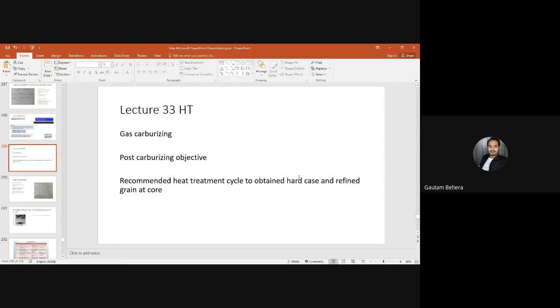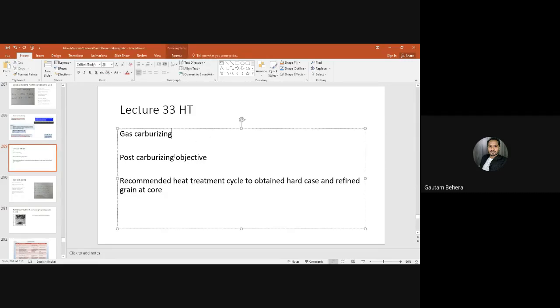Now the next carburizing process is the gas carburizing process, which is the most usually used process, basically. Because it is somewhat faster. The gases can diffuse at a higher rate compared to that of the liquid and compared to that of the solids. Right?